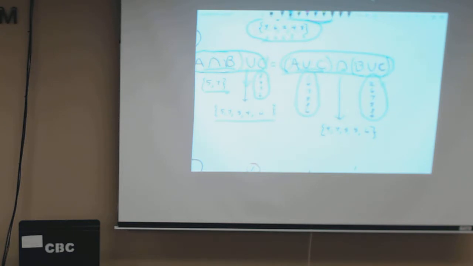What's the intersection? Better change colors here. What's the intersection of those two? Let's see. There's a 4 in both of them. There's a 7 in both of them. There's a 5 in both of them. There's a 3 in both of them. So what's the intersection? 4, 7, 5, 3, 6. Do these two sets match? 4, 7, 5, 3, 6. Yes, they do.